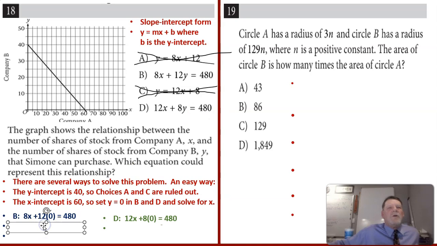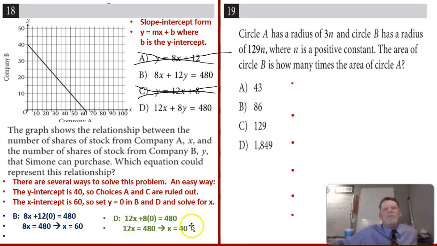Now, 12 times 0 is 0. So 8x equals 480. I divide both sides by 8, and I get 60. And then for D, 8 times 0 is 0, and 12x equals 480. I divide both sides by 12, and I get 40. We know the x-intercept is 60, which means that choice B would be the correct answer.